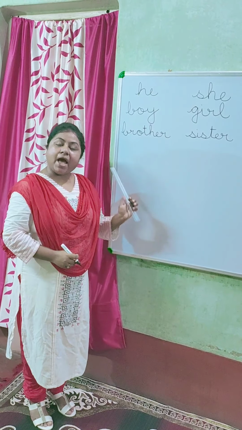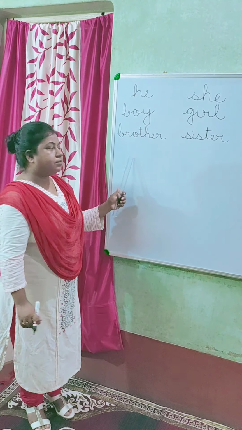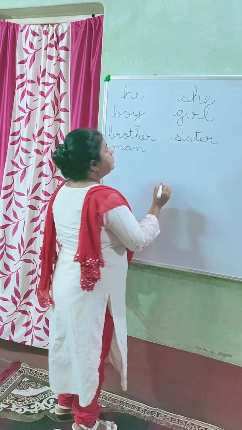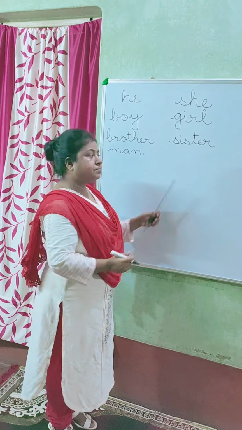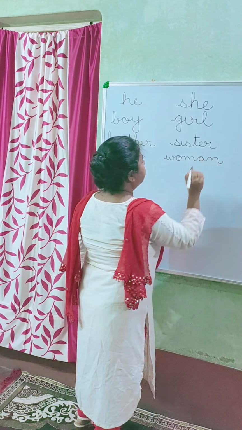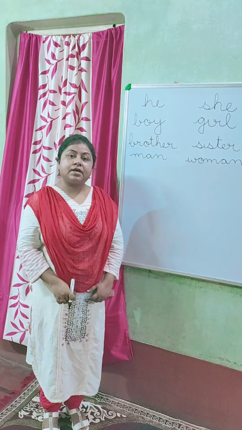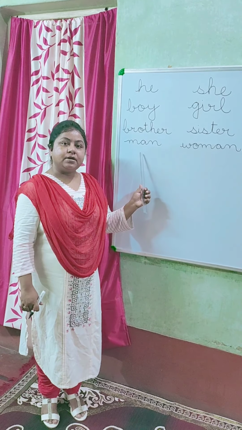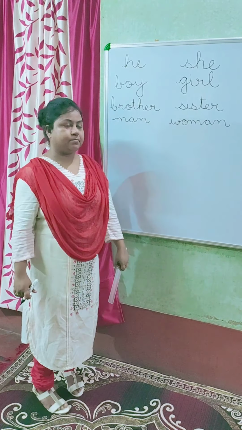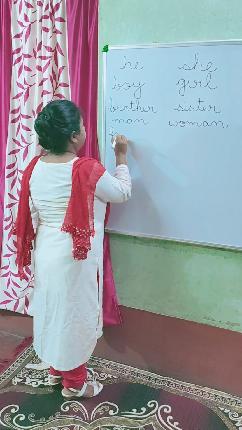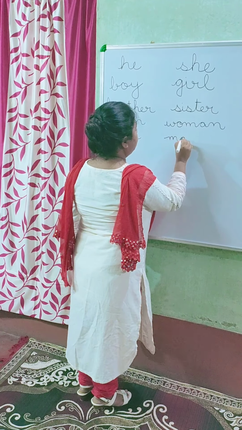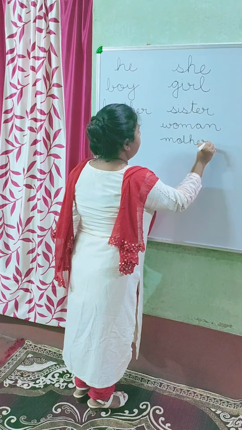Now, man. Man is also male gender. So, we'll write here. M-A-N, man. And woman comes under she. W-O-M-A-N. Now children, your father is a man. So I'll write here. He. And your mother is a woman. So I'll write here. She. Okay? F-A-T-H-E-R, father. M-O-T-H-E-R, mother.